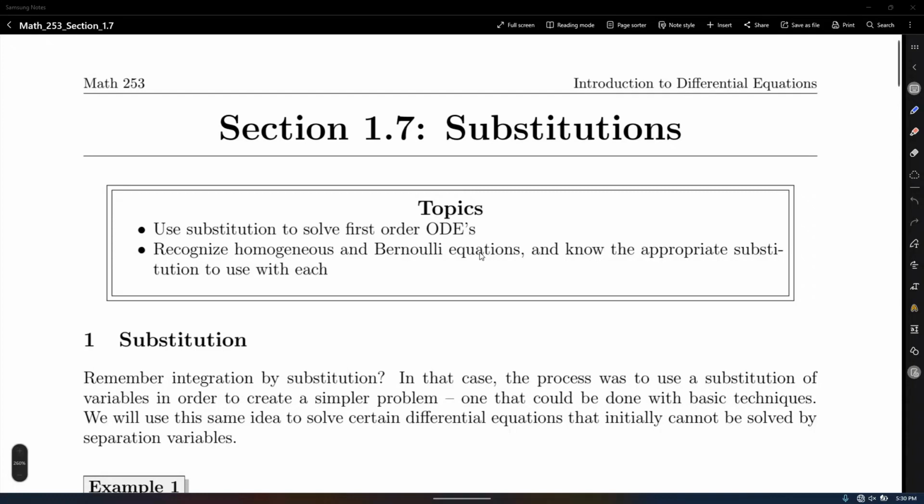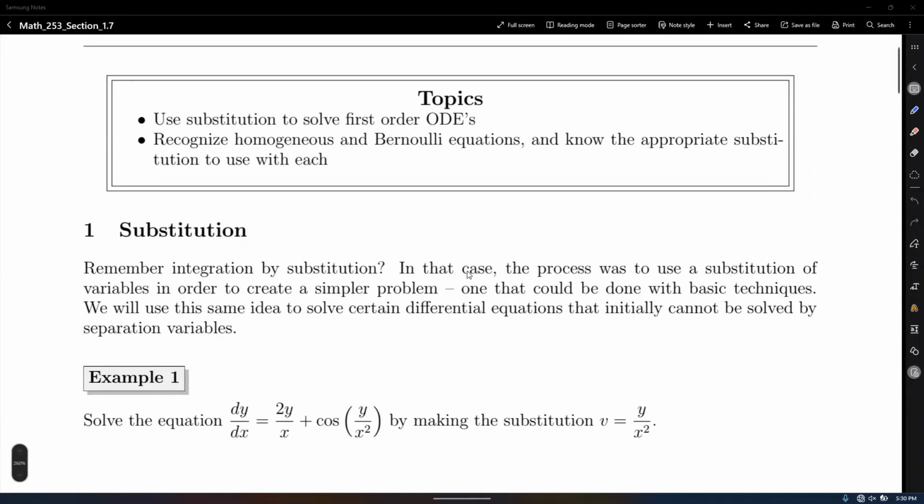All right, what do we do? Substitutions and homogeneous and Bernoulli's equation. So let's get started with substitution. That is looking for an appropriate substitution. In some cases, they could give us a substitution. In some cases, you will have to figure it out.